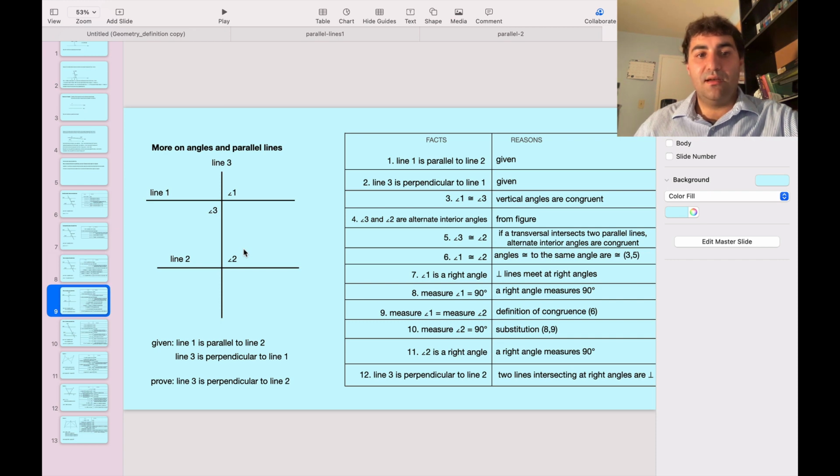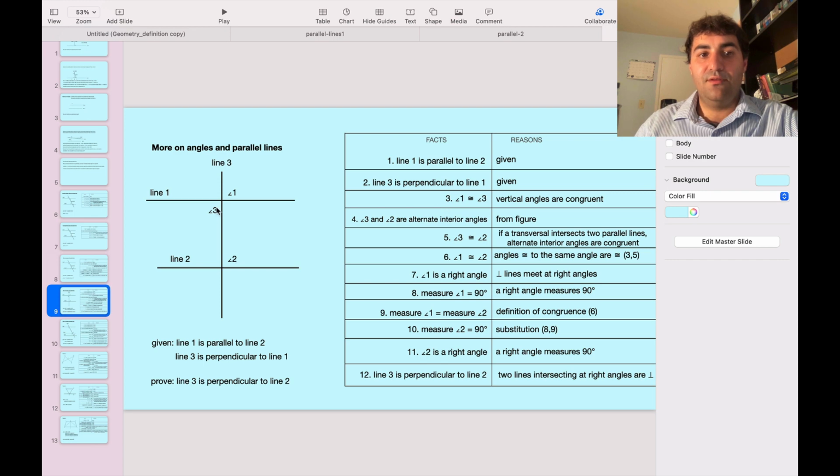Okay, so let's do some more on angles and parallel lines. So let's look at this. Line 1 is parallel to line 2, and line 3 is perpendicular to line 1, and we want to prove that line 3 is also perpendicular to line 2. So we can write down what we know here, and then I set up these angles, angle 1, 2, and angle 3, right? So angle 1 and angle 3 are vertical angles, so they're congruent.